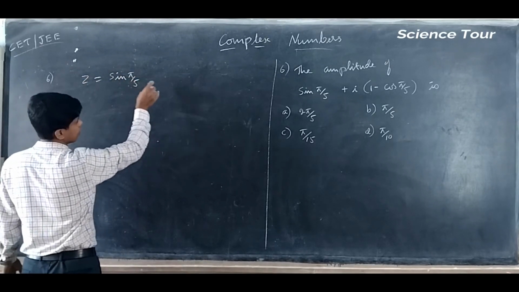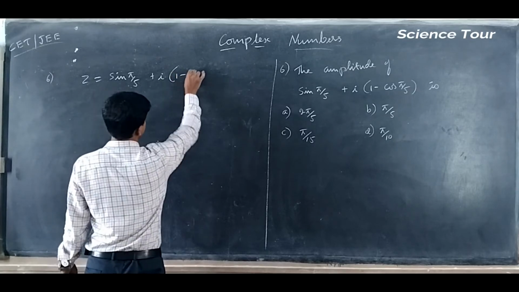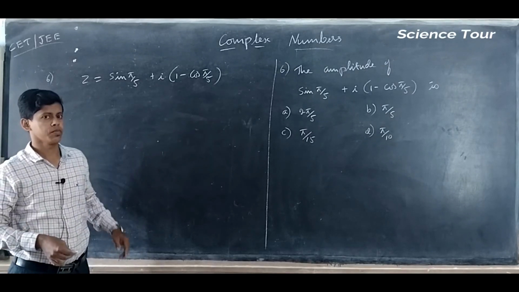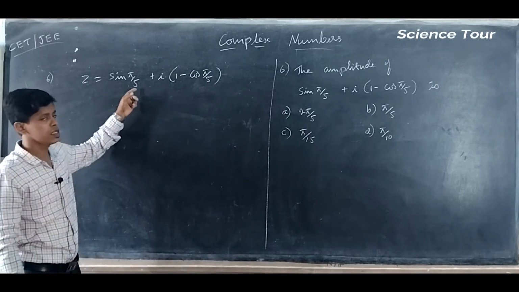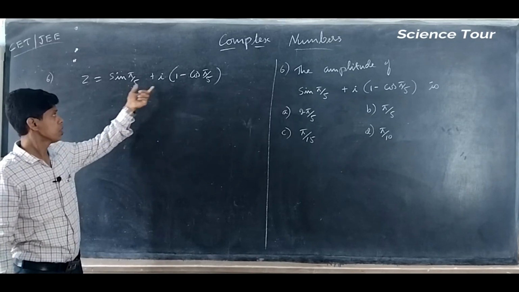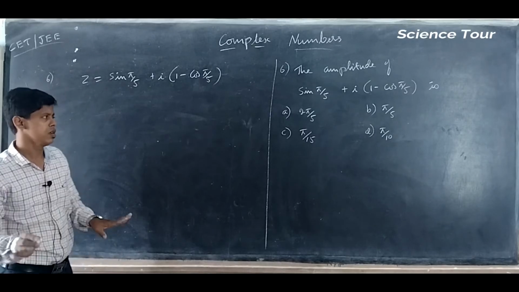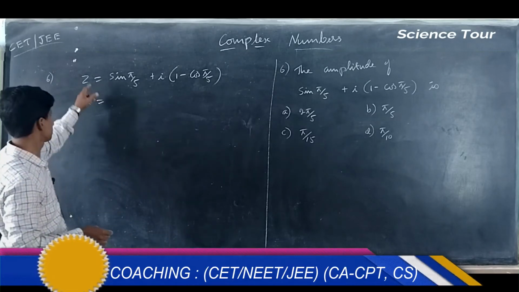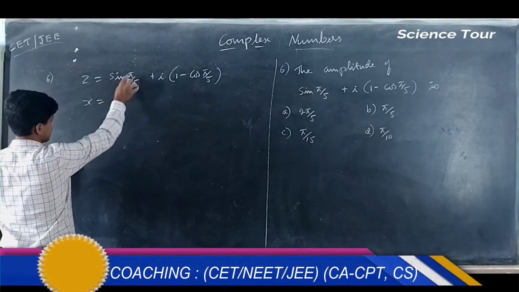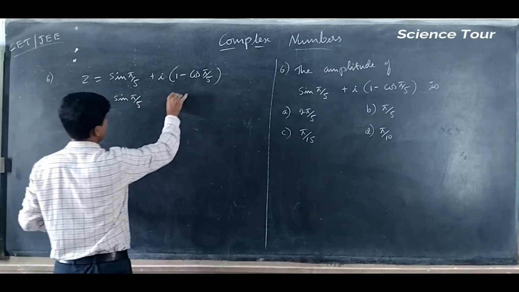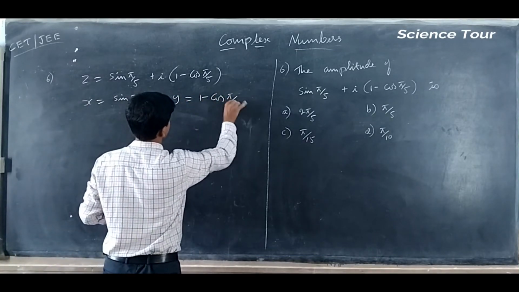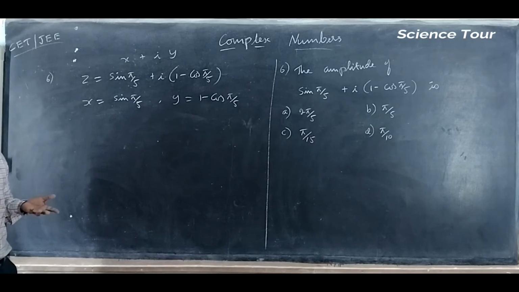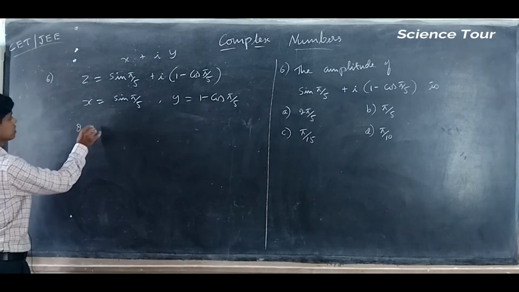Z is equal to sine pi by 5 plus i into 1 minus cos pi by 5. See, this is like x plus iy, or you can compare this with cos theta plus i sin theta. Anyway, don't worry about the polar form. You think about this as a complex number. So I'll take x as sin pi by 5 and y as 1 minus cos pi by 5. What do you need to find? Yes, amplitude theta.